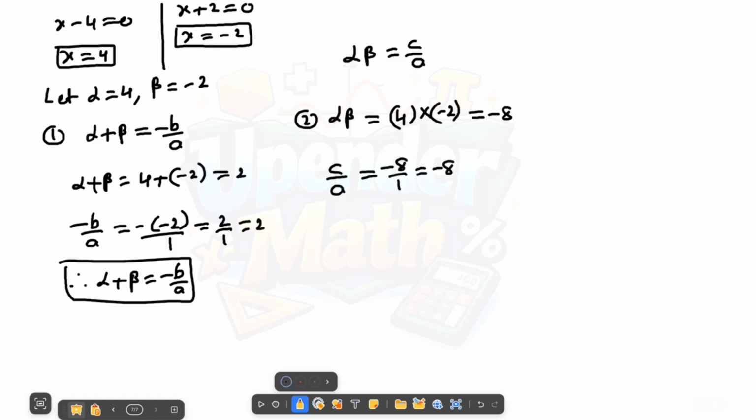So product of the zeros is minus 8. C by a is also minus 8. So therefore we get alpha into beta is equal to c by a. The second relationship has been verified. Hence verified the two relationships.